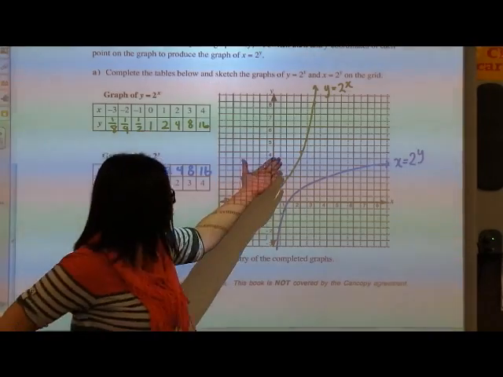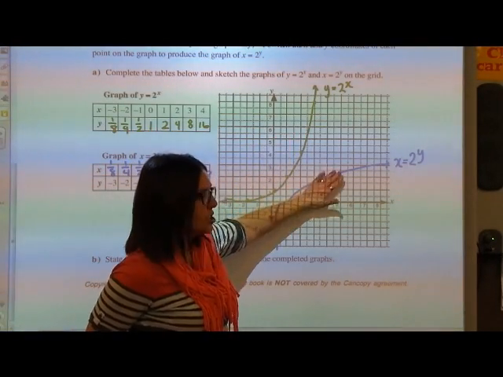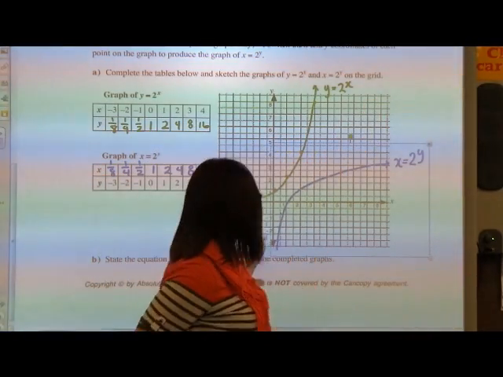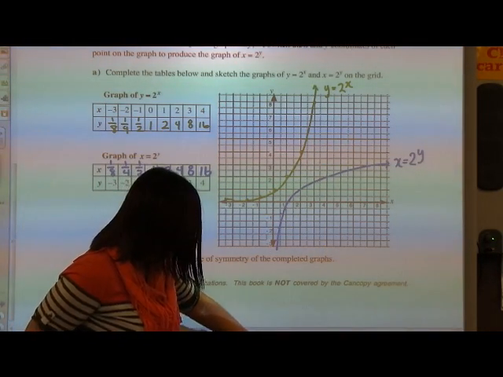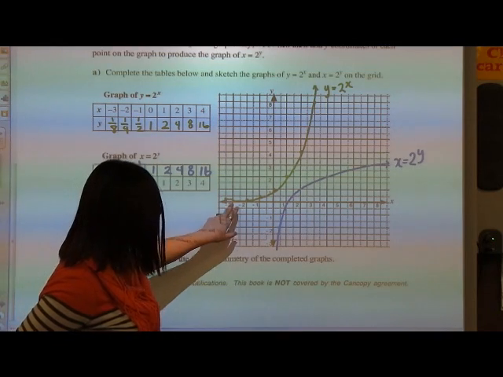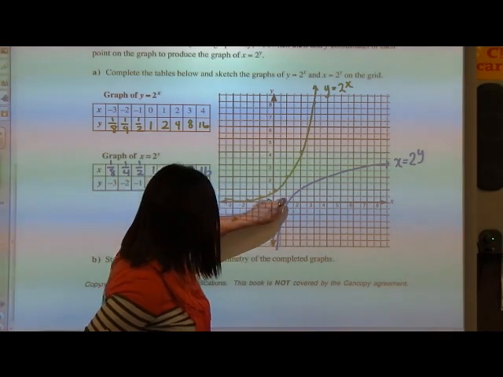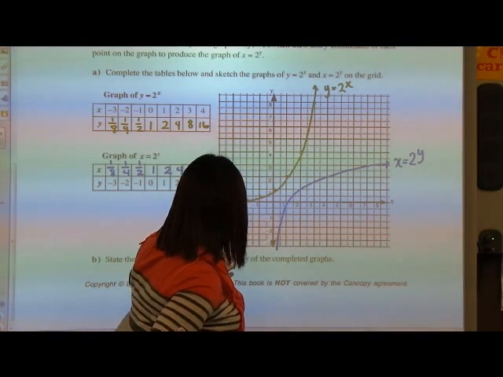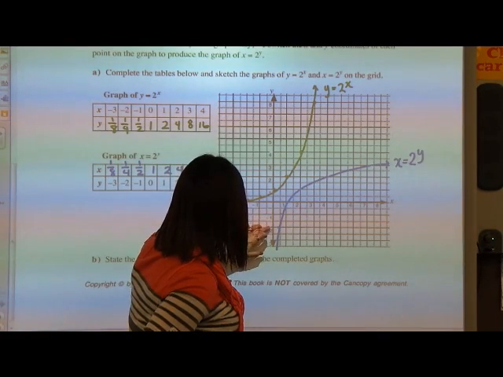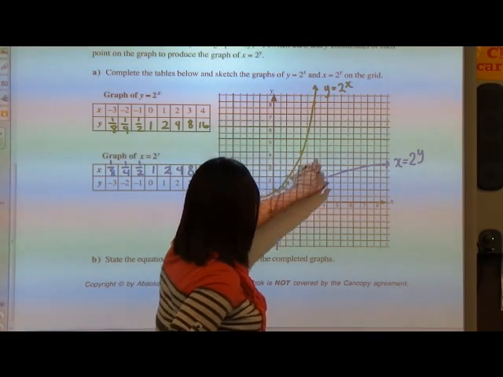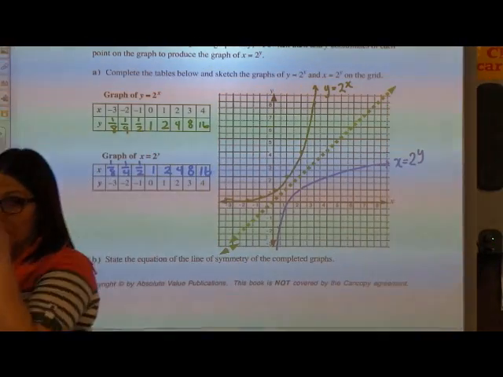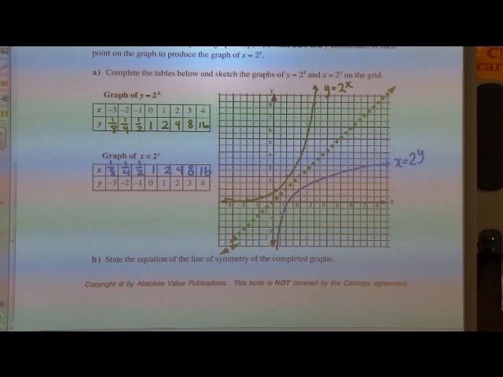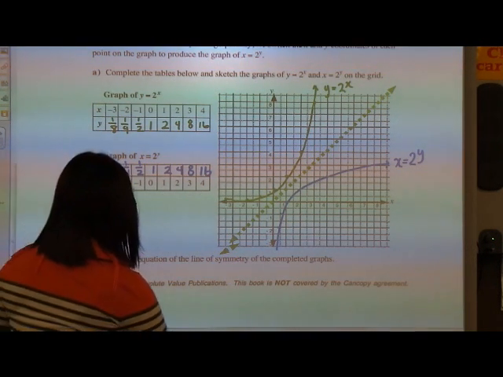And because these are inverses, they're a reflection about this mirrored line. And that mirrored line, or line of symmetry, I can find right there. There's my line of symmetry that reflects one graph onto the other one. So the equation of that line of symmetry is y equals x.